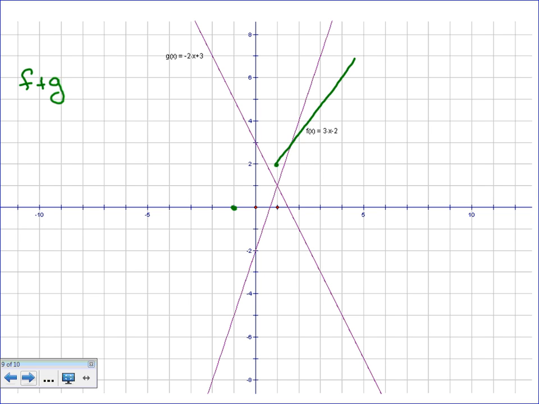And you guys would use a ruler. I don't have one. That's your function of f plus g. Good luck. Okay.